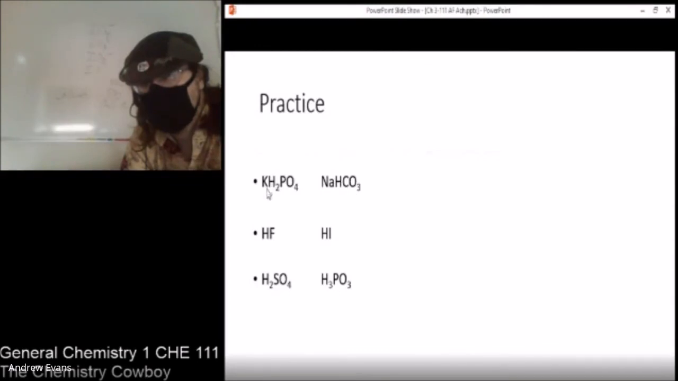And a quick reminder, if there is a metal in there and not a hydrogen, it is not necessarily an acid. So KH2PO4 becomes potassium dihydrogen phosphate. We're literally saying we have a potassium, we have 2 hydrogens and a phosphate. This one's sodium hydrogen carbonate, or you could say sodium bicarbonate. Either one works.